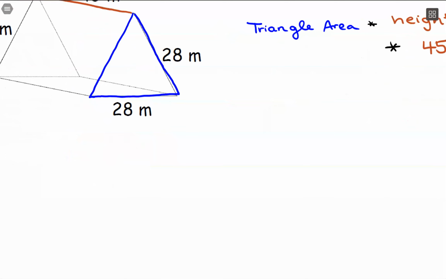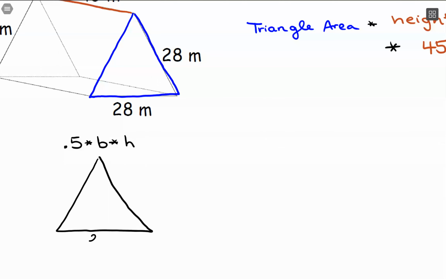So with this triangle, I'm going to do kind of the same thing as up above. So we want half base times height of our triangle. And what we have is we actually have an equilateral triangle here. So we have 28, 28, which would actually make that other side 28 as well. So in terms of base, 28 is our only option there.